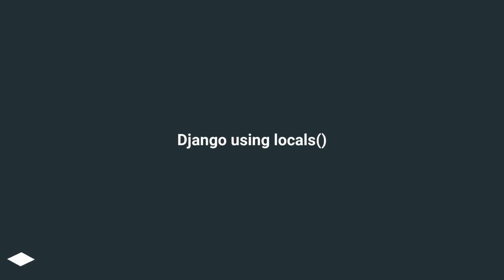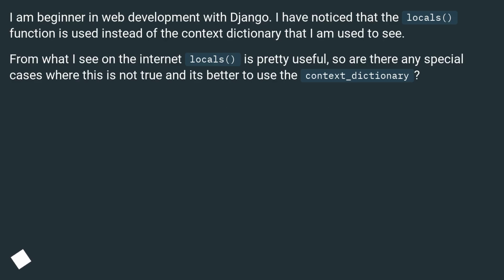Django using locals. I am a beginner in web development with Django. I have noticed that the locals function is used instead of the context dictionary that I am used to seeing. From what I see on the internet, locals is pretty useful, so are there any special cases where this is not true and it's better to use the context_dictionary?